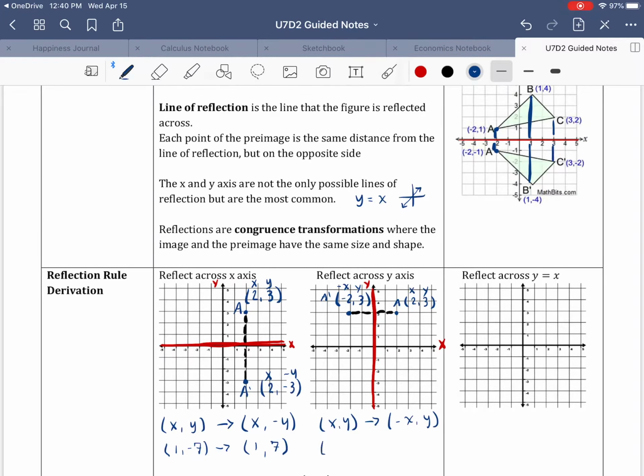Again, if we have a coordinate point 4, -3, then the x becomes negative and our y stays the same. Now let's take a situation with y equals x. I'm just going to draw that line for us real quick.